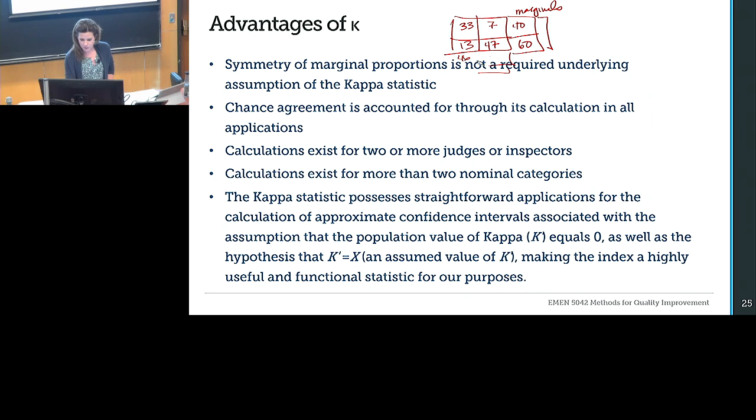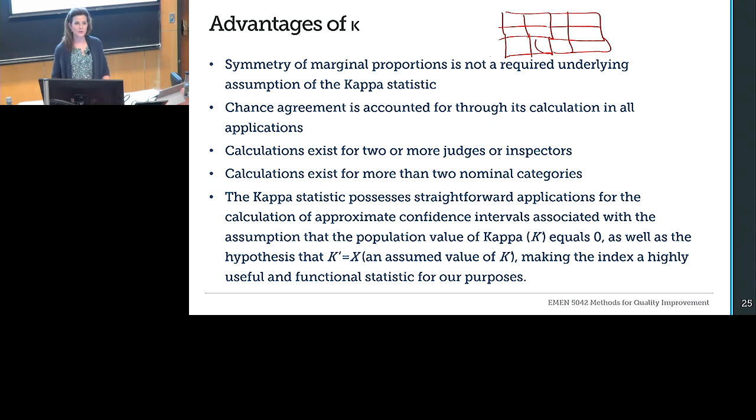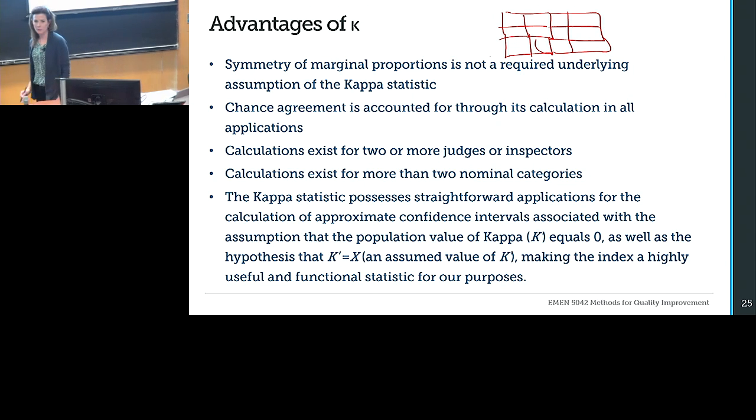The other thing that's kind of cool is that you have chance agreement accounted for in its calculation. But we also can use this when you have a contingency table like this with only 2 categories. Kappa can be used for 2 or more judges or inspectors, so you could have something that goes longer than that. And we can do more than just one category too.